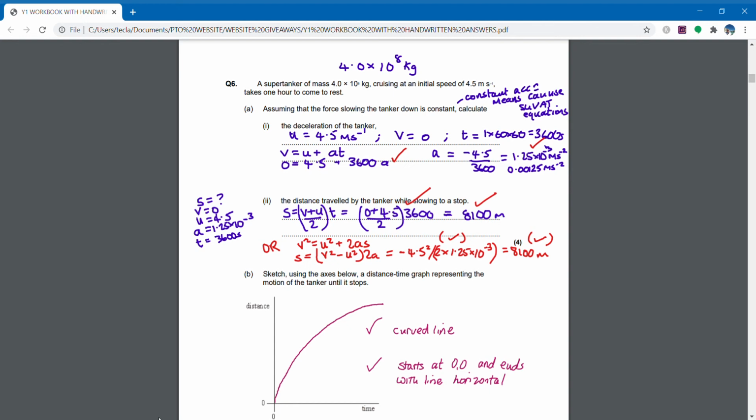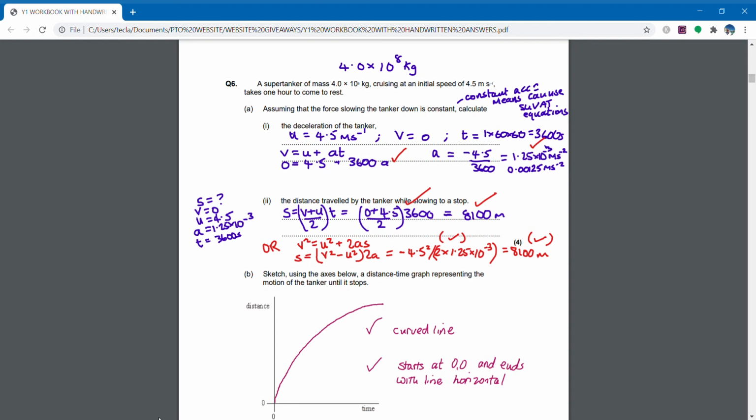So V equals U plus AT, substitute in the values. That's the first mark. 0 equals 4.5 plus minus 3,600 times A, because A is negative. That gives us A equals minus 4.5 divided by 3,600, which is 1.25 times 10 to the minus 3, which should be a negative value, but you're not penalised here if you don't include the negative. So mark for substitution, mark for final value.